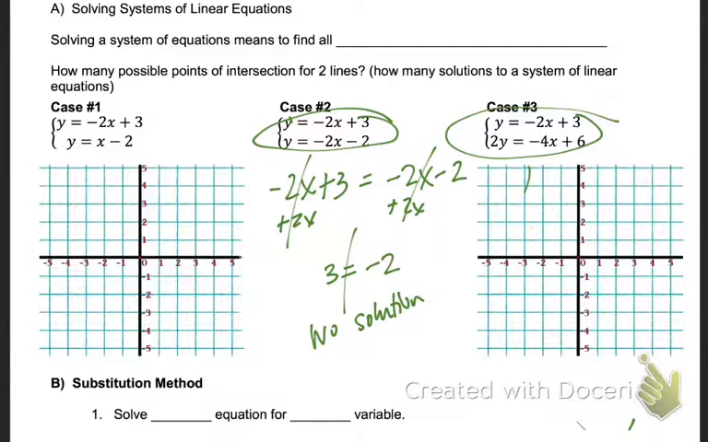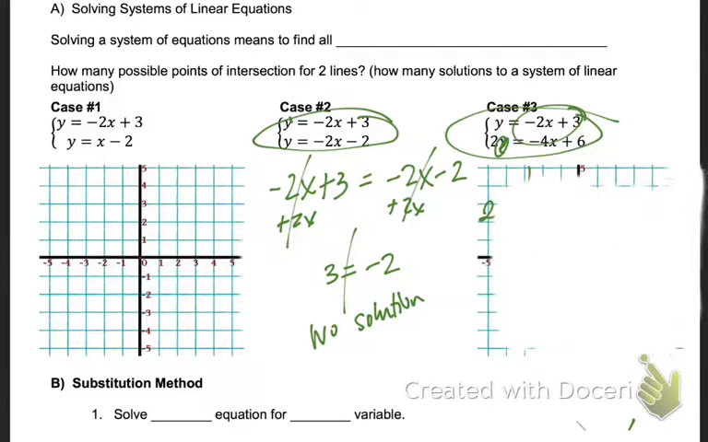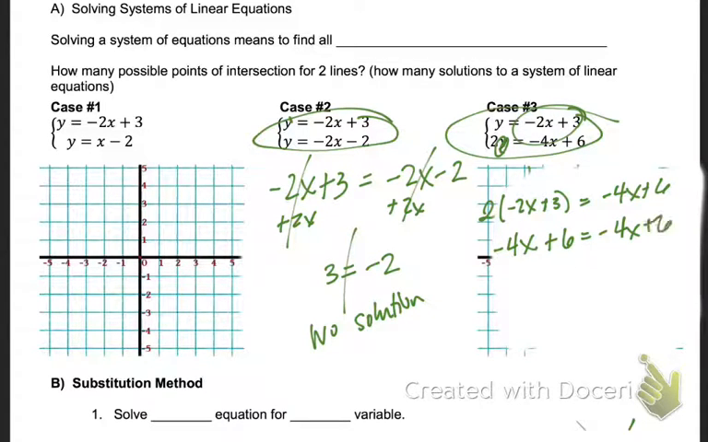If you did the same thing here, if I substituted y in here, negative 2x plus 3 equals negative 4x plus 6. Negative 4x plus 6 equals negative 4x plus 6. Try to solve for x. It ends up, everything cancels out. 0 equals 0. Or 6 equals 6 if you didn't move the 6 over. So this is what I mean by a true statement. This would be infinite solutions.